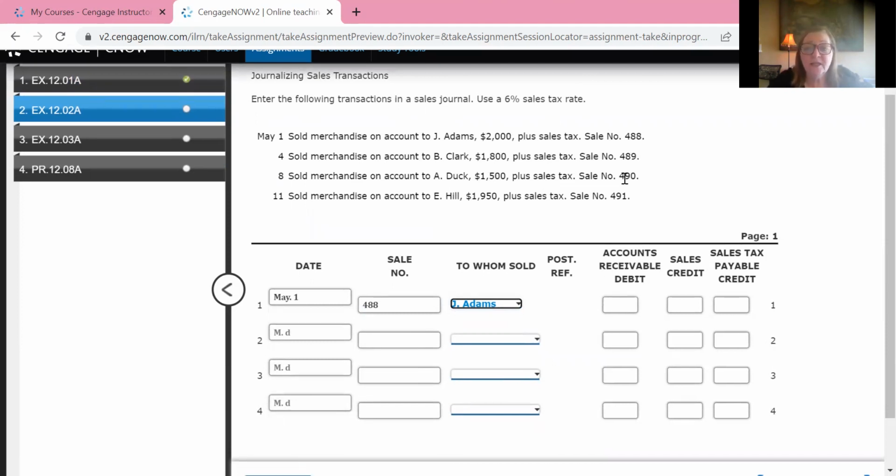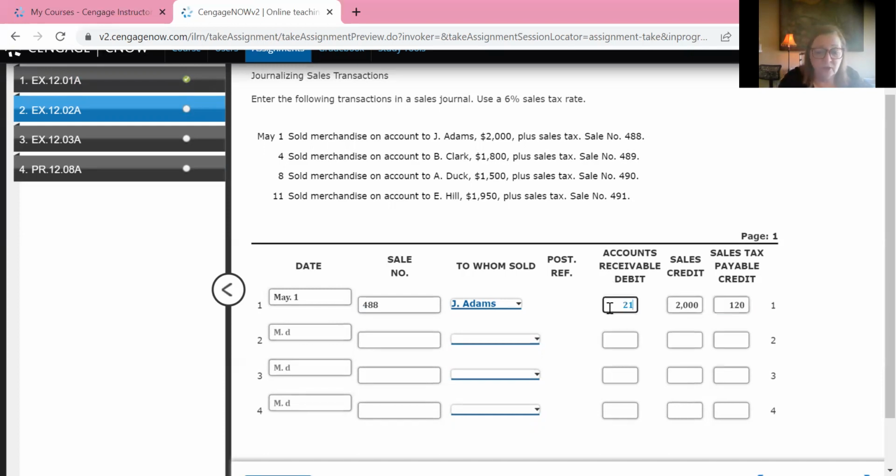So every time they tell us how much they sold it for, they say plus sales tax. So the only thing that we know for sure when we first start is how much the sale is for. The sale is $2,000. And then if we multiply 2,000 times 6%, we'll know what the sales tax is. So 2,000 times 6% gives us $120. And again, if there were cents involved when we calculated, we would put the cents. But if it's whole dollars, it's not a big deal.